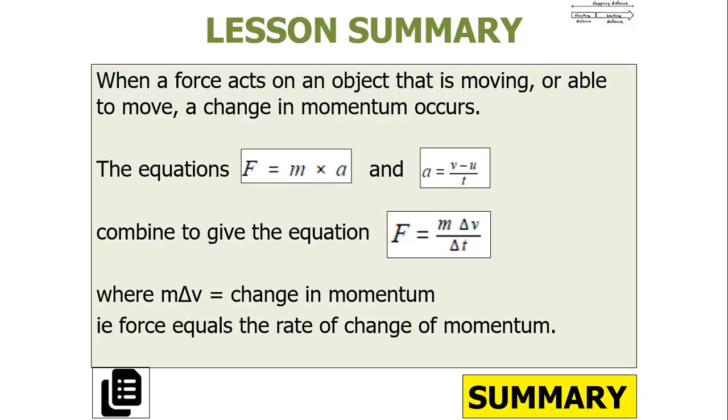So to summarize, when a force acts on an object that is moving or able to move, a change in momentum occurs. So we can use the equations F equals ma and a equals (v minus u) over t to give us the equation F equals mΔv over t, where mΔv is the change in momentum, i.e. the force equals the rate of change of momentum.